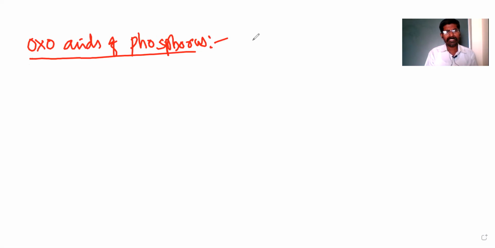The first one is ic acids. Based on the oxygen atoms, we have to discuss two ways. One is the ic acids and the second one is us acids. In these oxo acids, the reference molecule is orthophosphoric acid. So we want to take orthophosphoric acid.